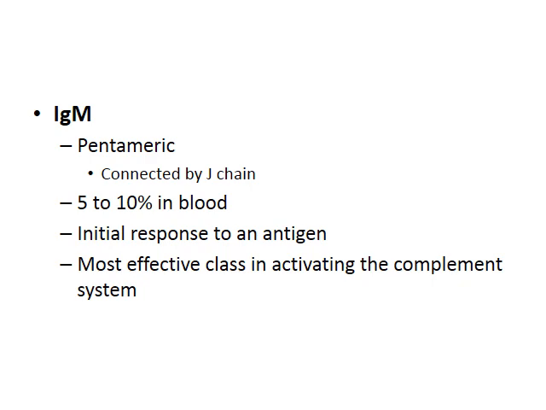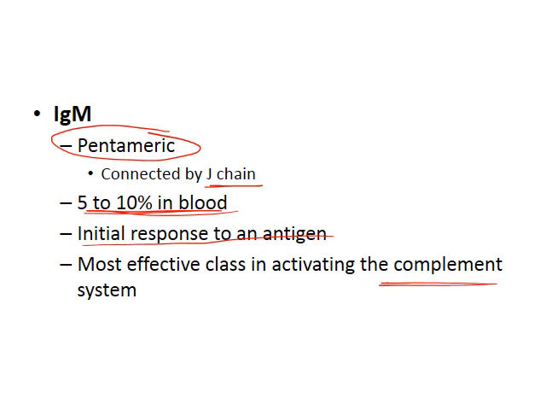The next one is IgM. This is pentameric. So there's going to be 5 antibodies all bound together by that J chain. It's going to be about 5 to 10% in blood, and it's the first to respond to an antigen. This is the most effective class in activating the complement system. So that's what the important part of IgM is.